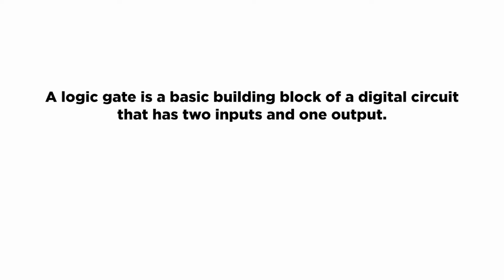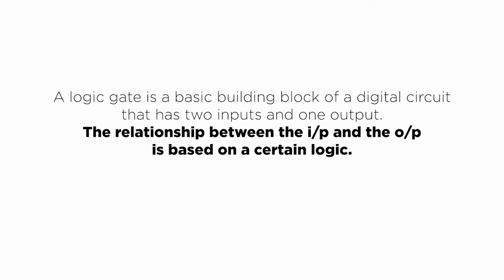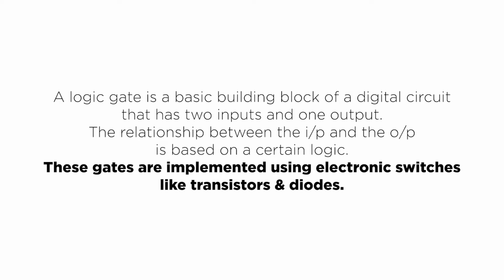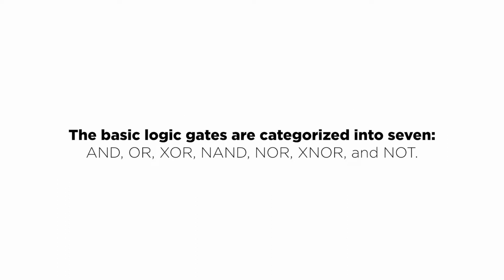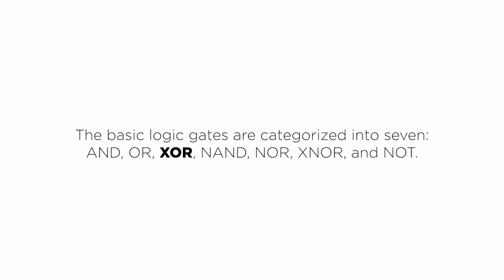A logic gate is a basic building block of a digital circuit that has two inputs and one output. The relationship between the input and the output is based on a certain logic. These gates are implemented using electronic switches like transistors and diodes. The basic logic gates are categorized into 7: AND, OR, XOR, NAND, NOR, XNOR, and NOT.